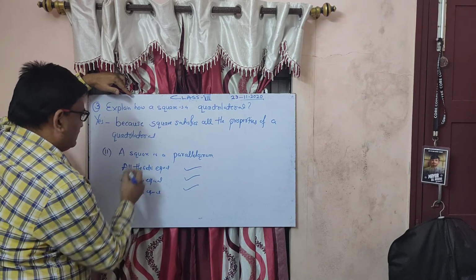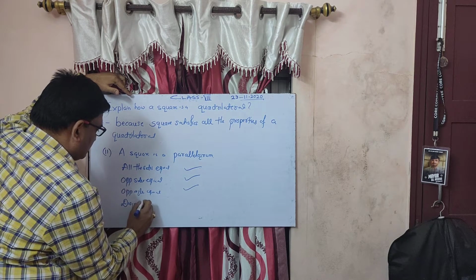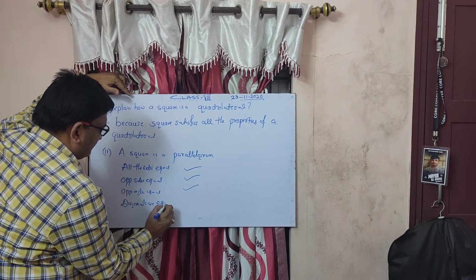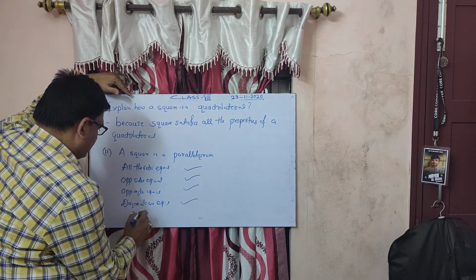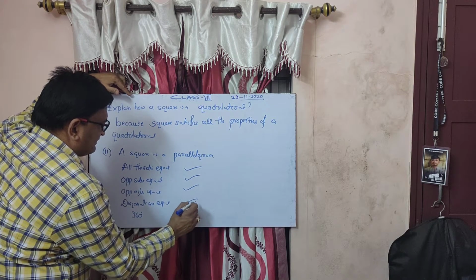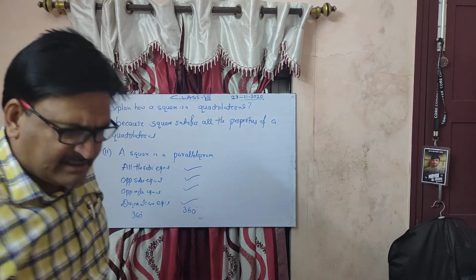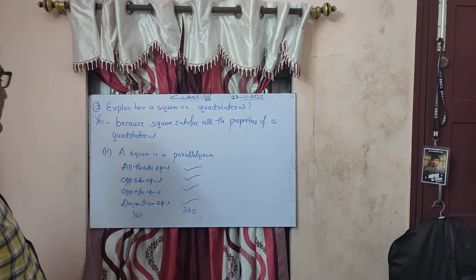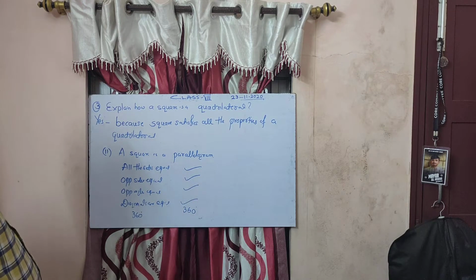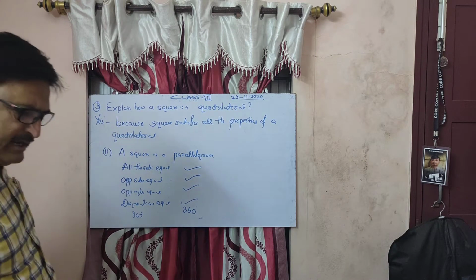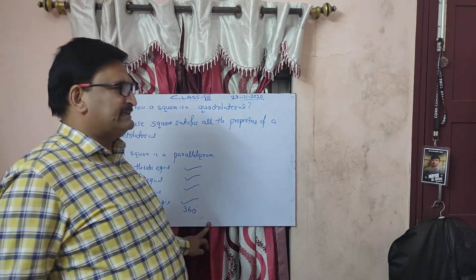Now the diagonals are equal. Maybe. Sum of all the angles is 360. Here also 360. So it means a square can be a parallelogram. A square can be a parallelogram. And the diagonals, you can even write diagonals bisect each other. Here also diagonals bisect each other.